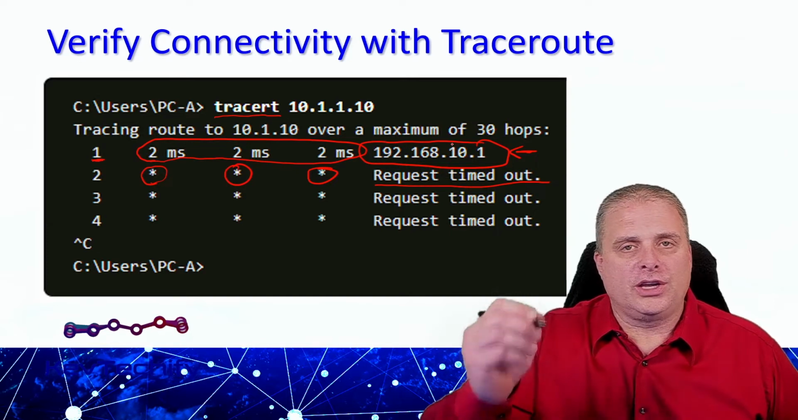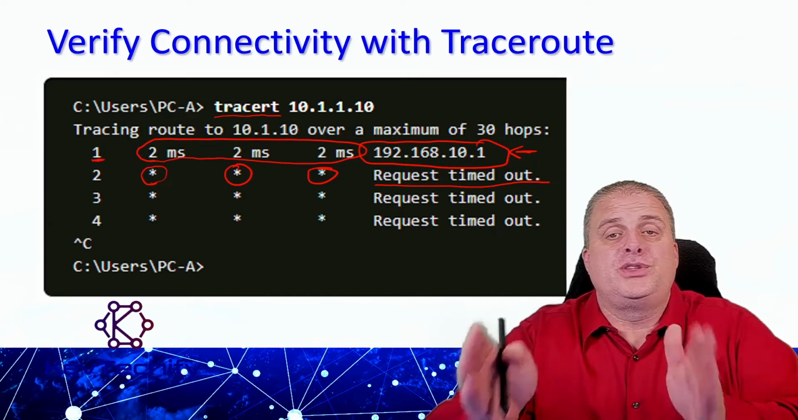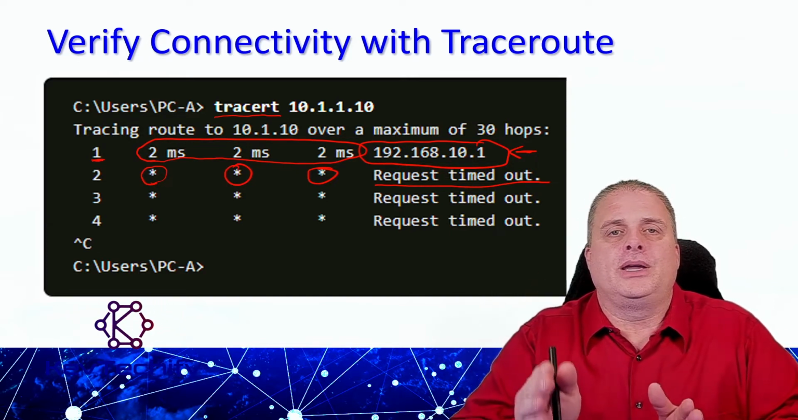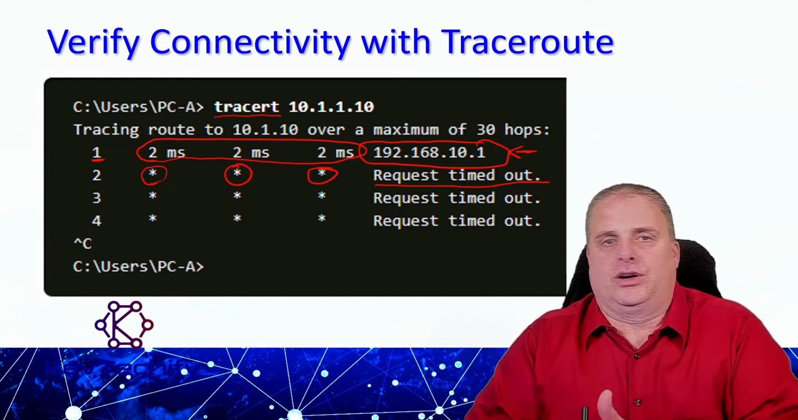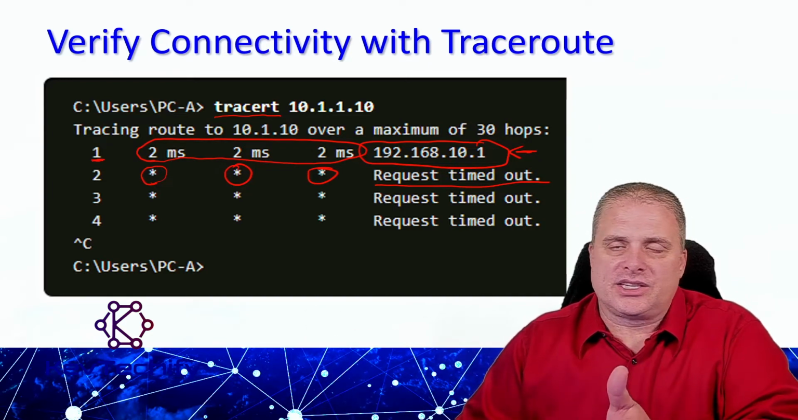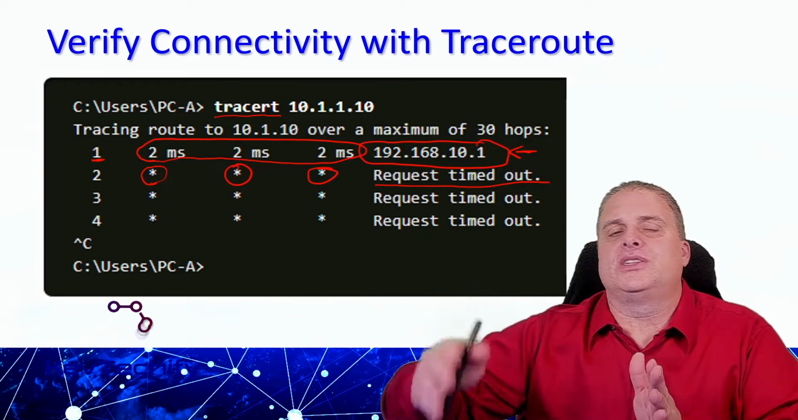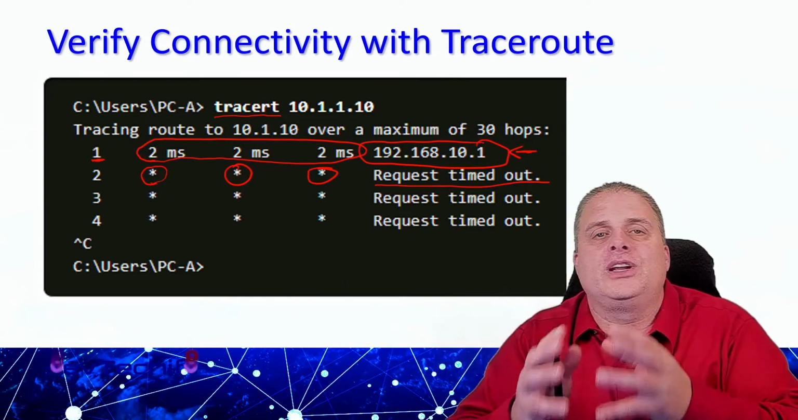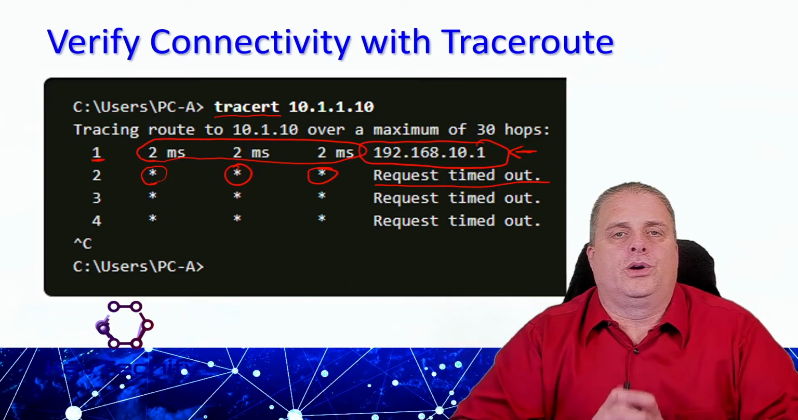You go back, look at your topology and say, okay, I can make it up to this device, and then the problem is right after this device somewhere. It's either the connection between that last successful device and the next device, or maybe it's the next device, but at least you've narrowed it down to an area of your network.